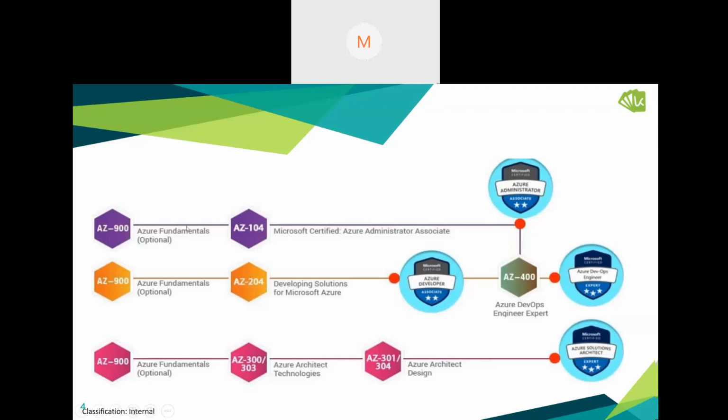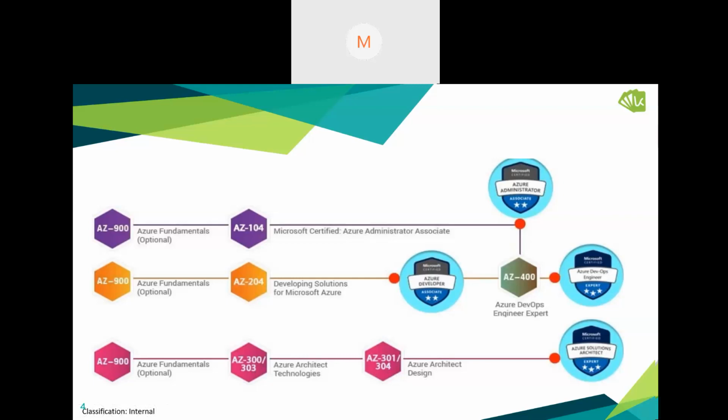After you complete this course, AZ 104, you can proceed with the architect path. Once you have gained knowledge on the administrator part, you can proceed with Azure Architect Technologies, which is AZ 300, now upgraded to AZ 303, and AZ 301 and 304, which is the designing part.